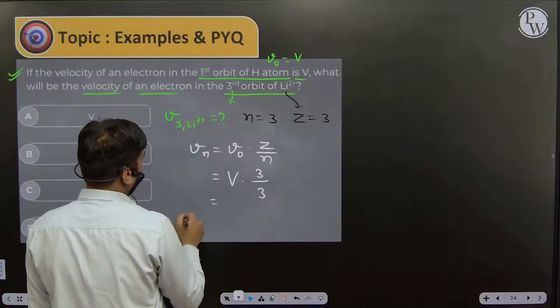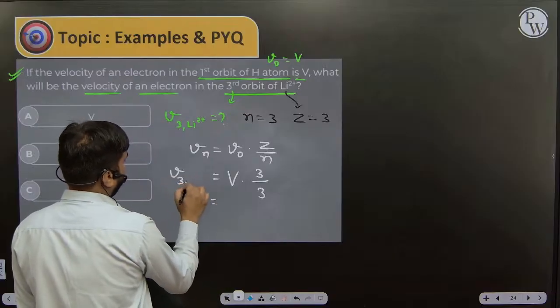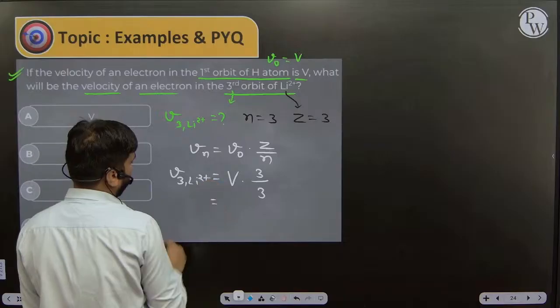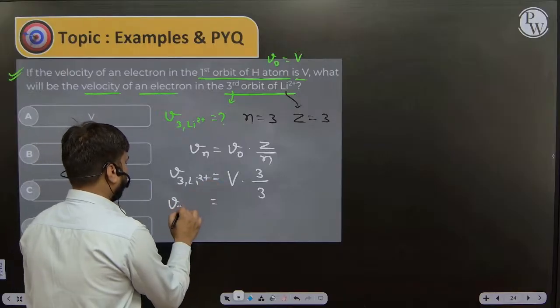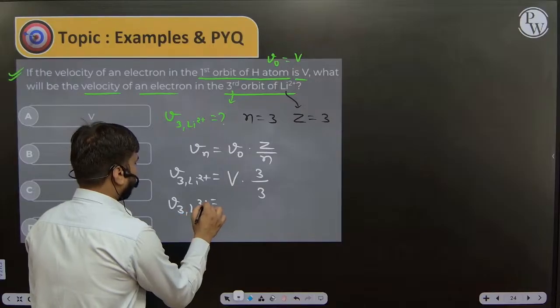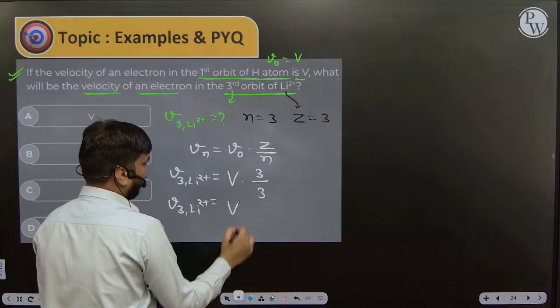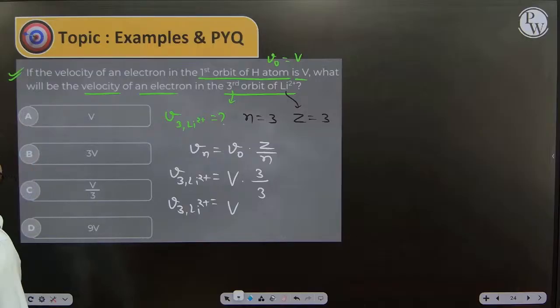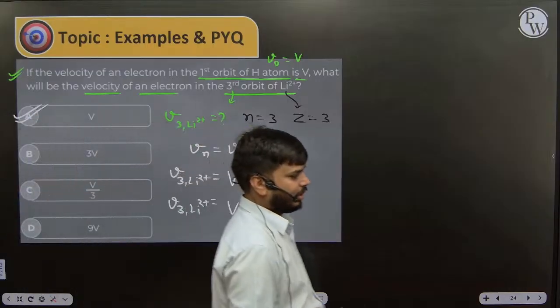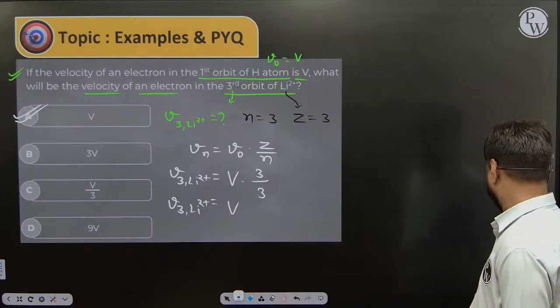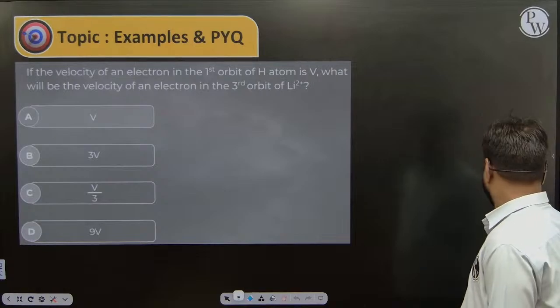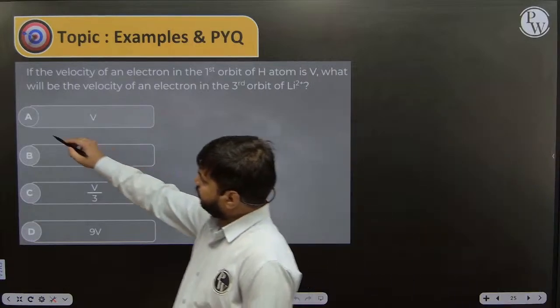So the velocity of the electron in the third shell of lithium plus 2 is going to be V, because 3 and 3 will cancel. So option number A is the correct one. Option A is going to be correct.